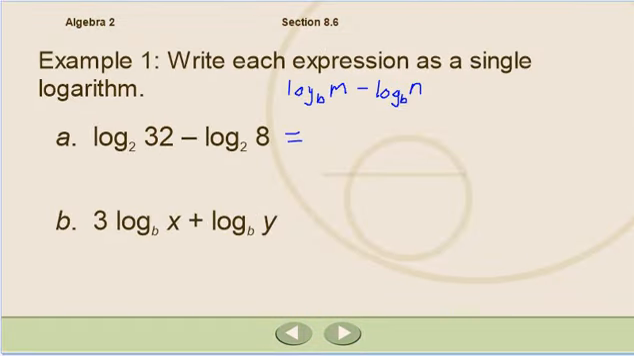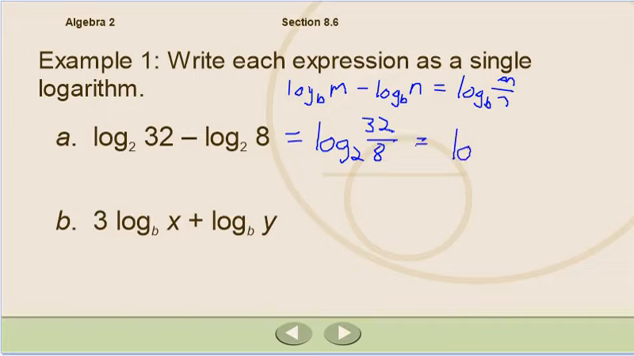So let's go back to our example. When we subtract, this is just going to be log base b of m over n. And so in this case we have log base 2 of 32 minus log base 2 of 8. They have the same base, so we can say this is going to be log base 2 of 32 over 8, which obviously 32 divided by 8 is 4. Log base 2 of 4. So it said write each expression as a single logarithm. There it is, a single logarithm.